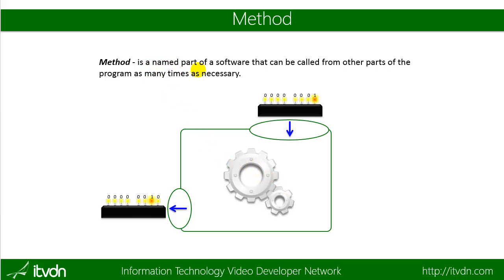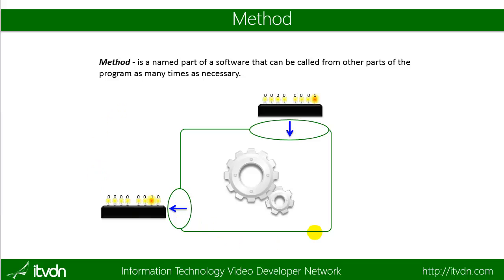So a method is a named part of a software that can be called from other parts of a program as many times as possible. I want you to pay attention to this, as many times as possible, because this is basically the use of a method. It is a type of construction that we can call somewhere within our program and it will react and it will do the same operation. It will carry out the same operations we want. So, as many times as possible or as many times as necessary means that a method is reusable. I will show you that as soon as we go into our examples.